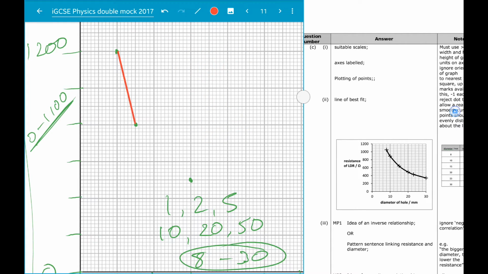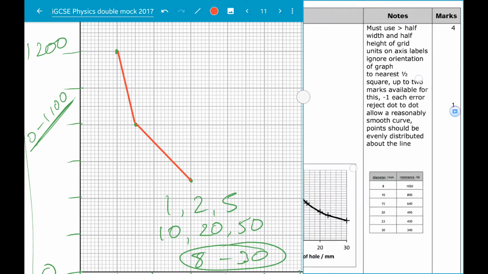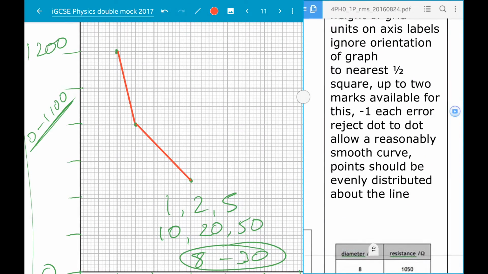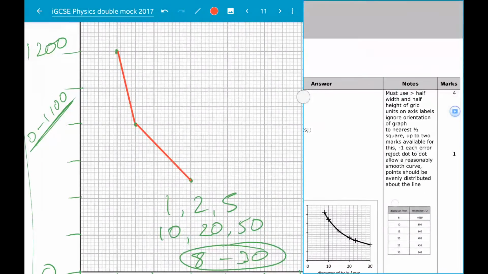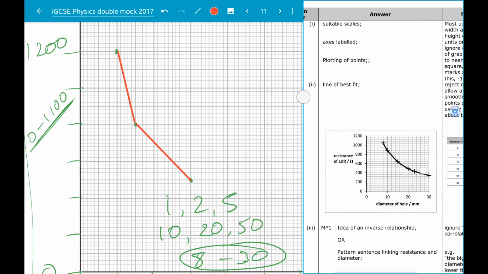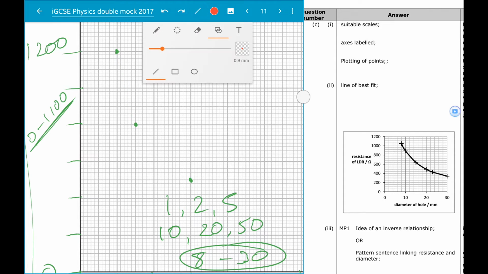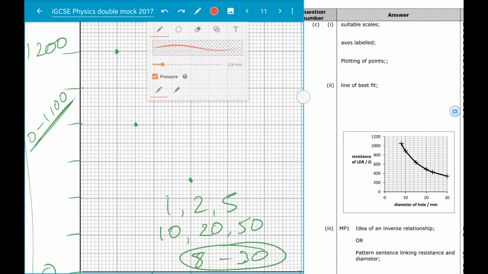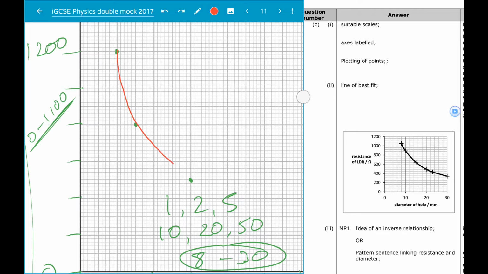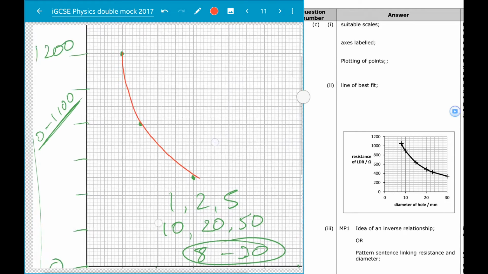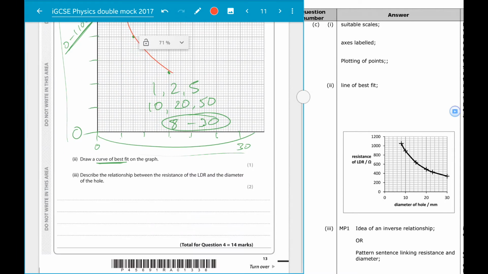And it says here, reject dot to dot. This is why I keep on saying, and I know your other science teachers keep on saying, never do this. There is never a situation where you're going to get marks from that, and people are still doing it. So a curve of best fit that tries to go through as many points. It doesn't actually matter if you don't hit the points exactly, but it tries to go through as many points as possible. So describe the relationship between the resistance of the LDR and the diameter of the hole.